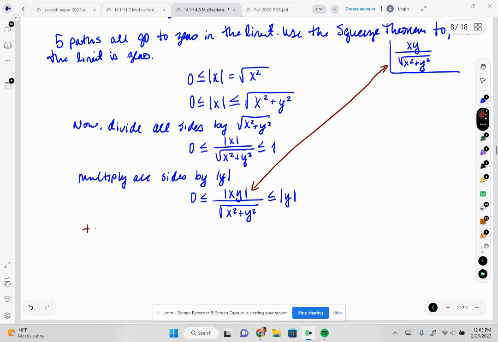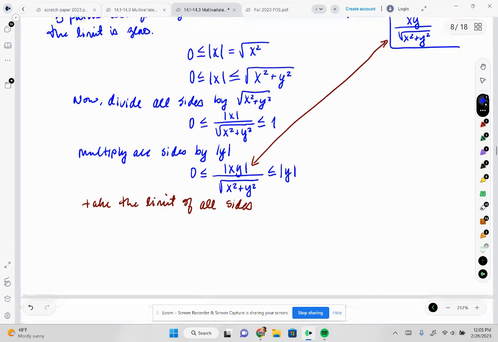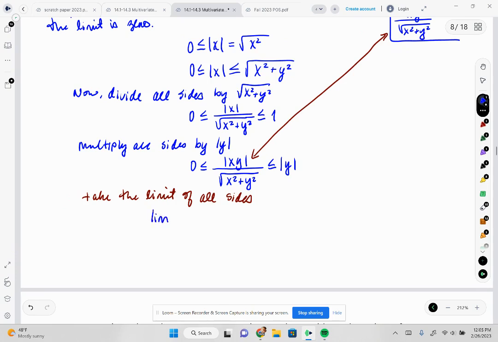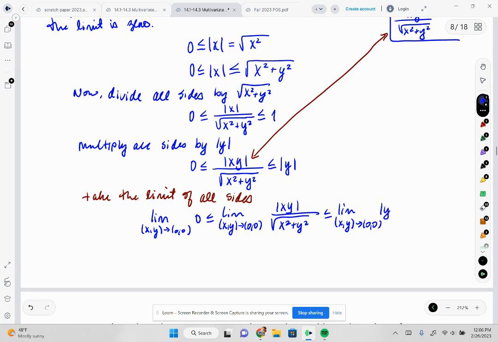So now we're going to take the limit of all sides. And what I get is the limit as (x, y) approaches (0, 0) of 0 is less than or equal to the limit as (x, y) approaches (0, 0) of the absolute value of xy over the square root of x squared plus y squared is less than or equal to the limit as (x, y) approaches (0, 0) of the absolute value of y. Now on the far left, we get 0.